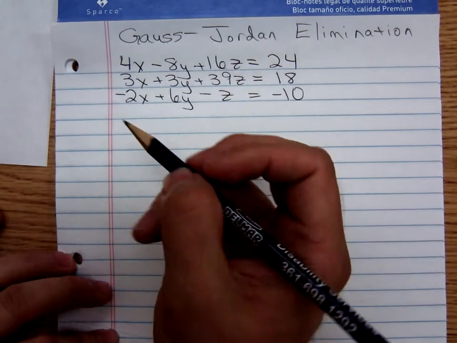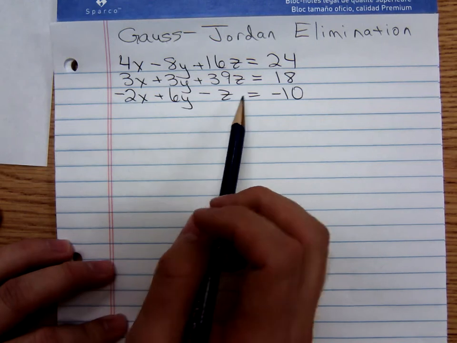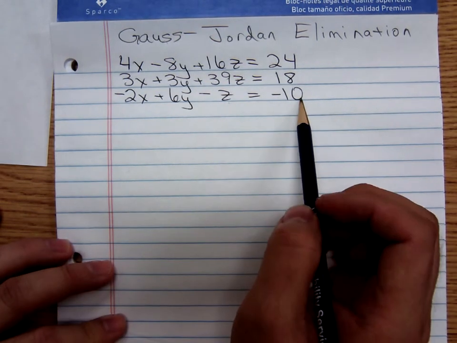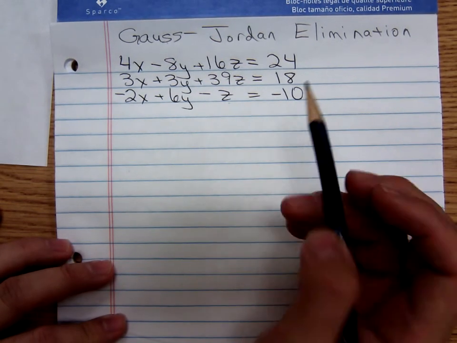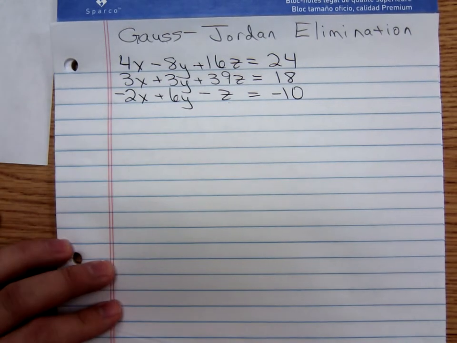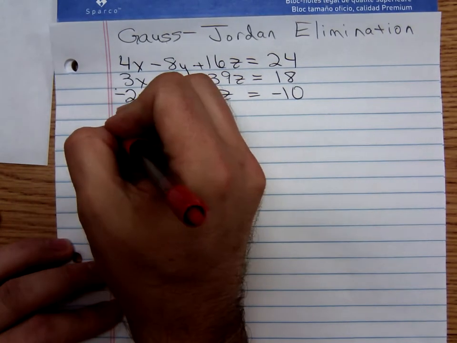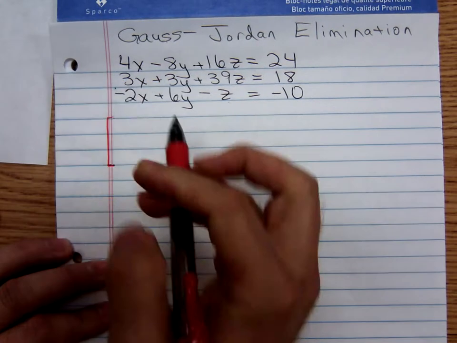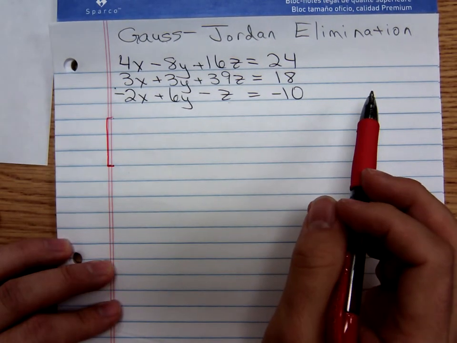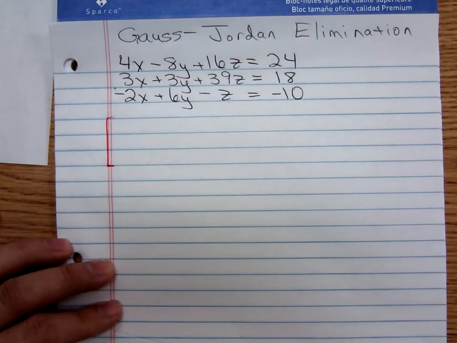So anyway, the first thing we do, notice that the like variables are aligned. We have the constant term on the right hand side. So we're going to create our matrix. I draw my brackets. Each equation is going to get a row. There are 3 equations, so there's going to be 3 rows.